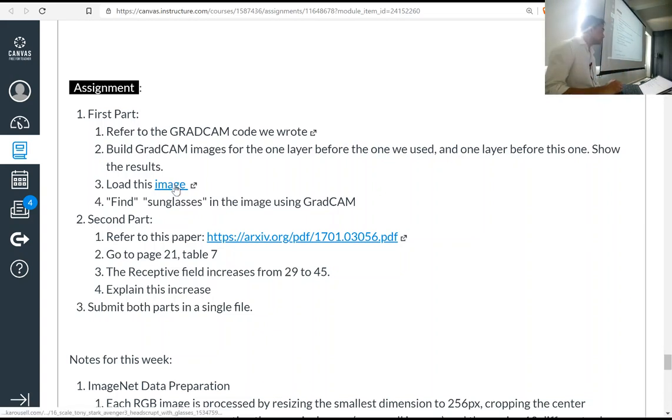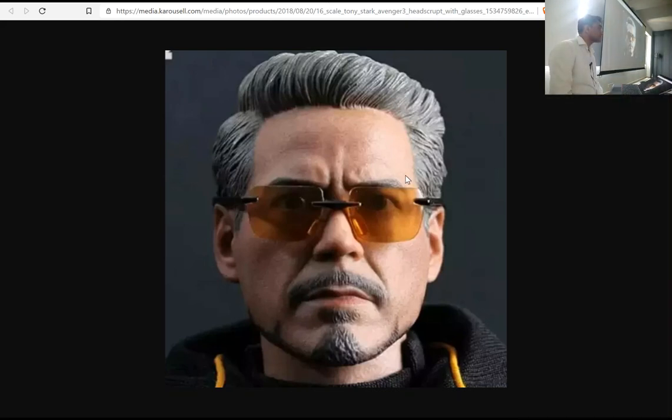Load this particular image, and in this image, find sunglasses. You're going to use the VGG network. You're going to load this image in the VGG and find the sunglasses. How are you going to find the sunglasses? Sunglasses is one of the classes in VGG, in ImageNet. So what are you going to do? Your class index, which was 180, you're going to find what is the class for sunglasses. For that class, you're going to do the gradient.